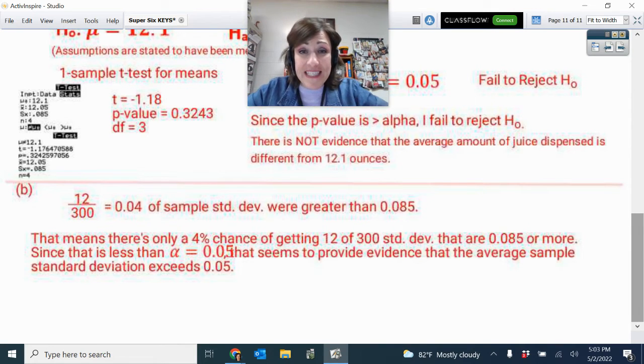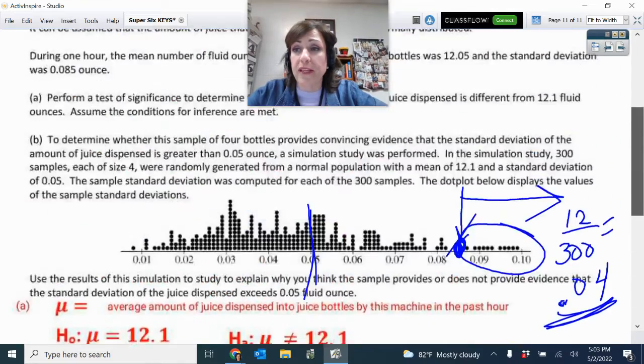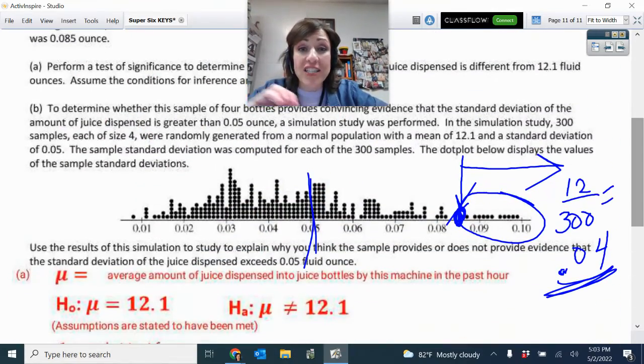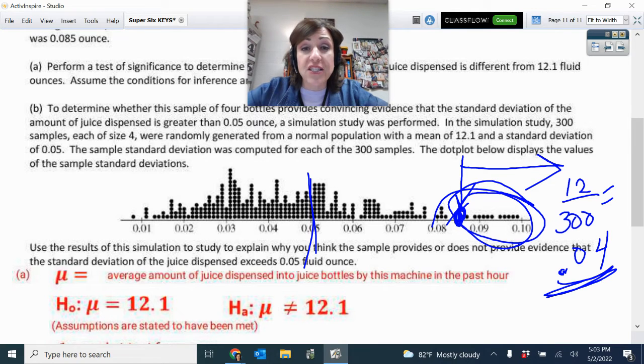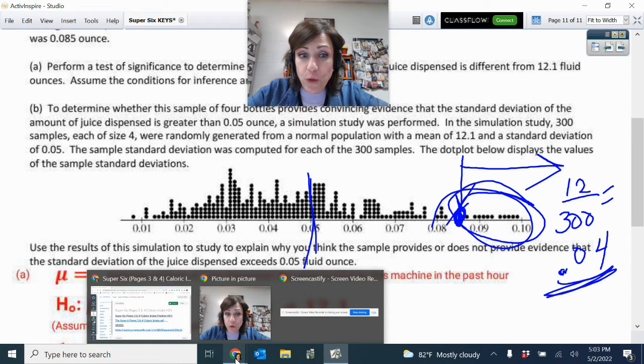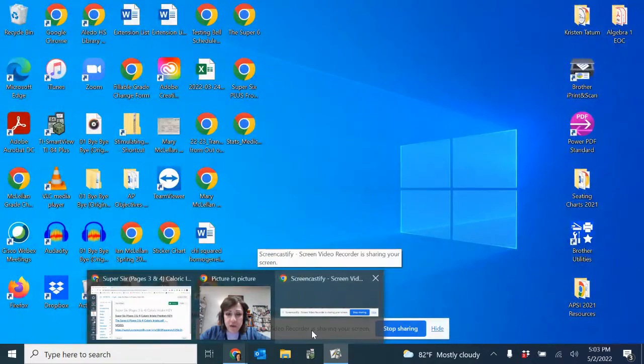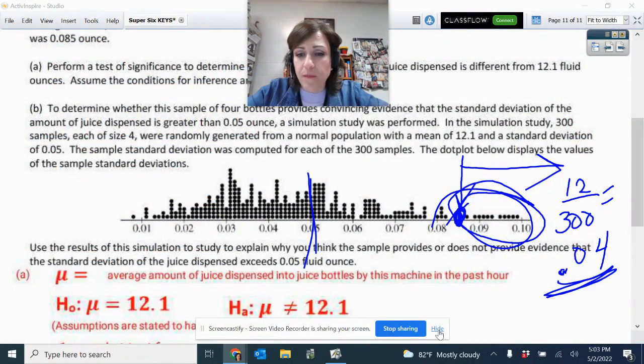So that's the big deal. That's what we were going with. That's what our simulation is doing for us, it's simulating this so we could calculate that p-value for those sample standard deviations. All right, so I hope that made sense for you and you feel comfortable with interpreting the simulation and its p-value.